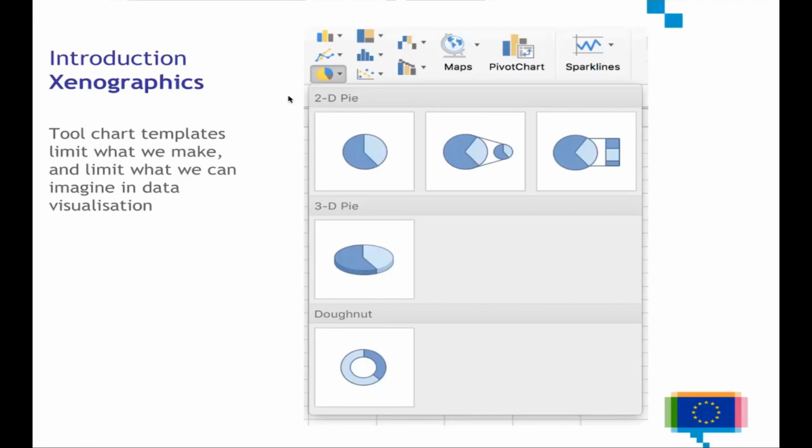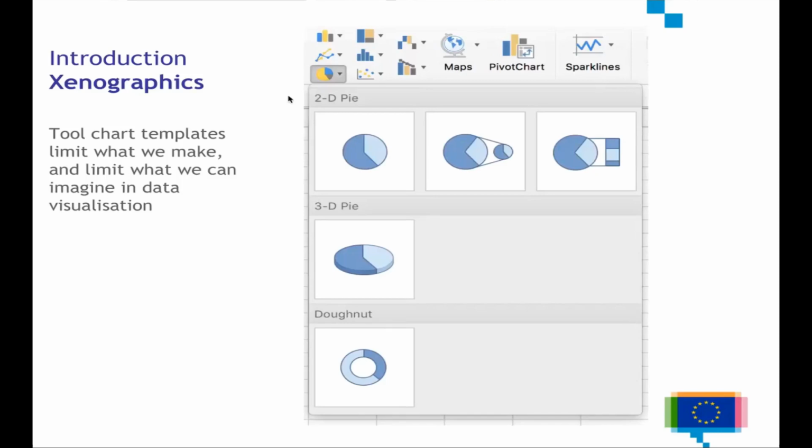And so that is why in this training program, I also wanted a module about chart types that are lesser known, but still can be very effective. By the way, xenographics, the subtitle of this slide, is a word that I came up with to describe lesser known chart types. Xenos comes from Greek and means rare or strange, and the graphics are the visualizations. So these are weird visualizations or weird charts.